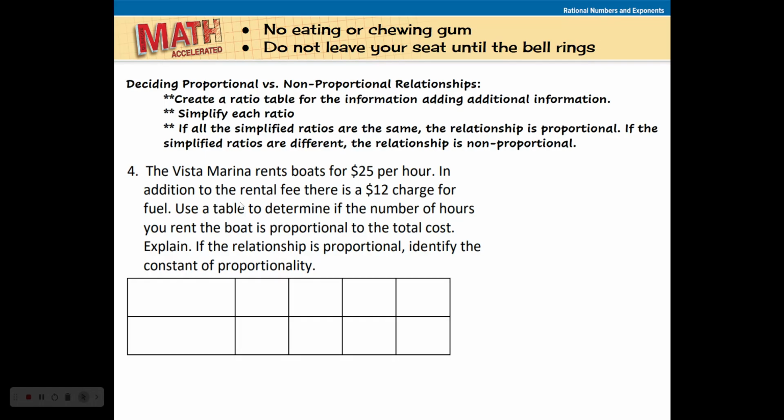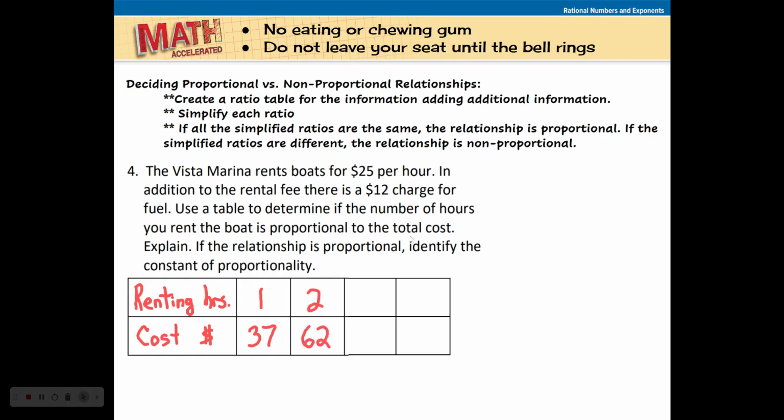In addition to the rental fee, there is a $12 charge for fuel. Use the table to determine if the number of hours you rent the boat is proportional to the cost. So renting hours to costs. So for 1 hour, that would be $25 per hour plus the $12 charge for fuel. For 1 hour, it would be a total of $37. For 2 hours, that would be 2 times 25 or 50 plus the $12. Following that pattern, 3 hours would be $87. 4 hours would be 112.